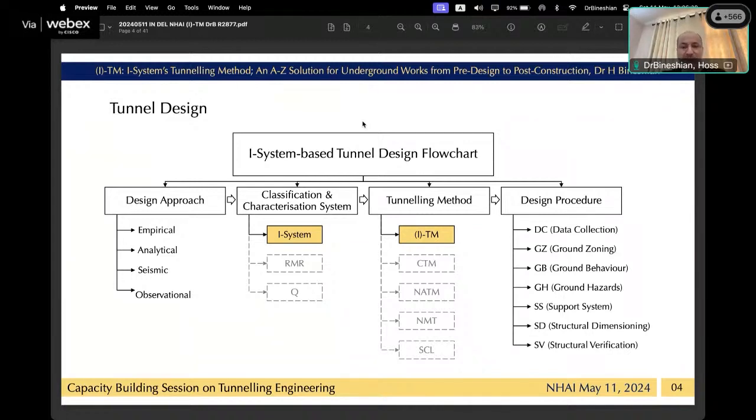The design procedure based on I-System itself includes 7 stages. DC, which is data collection. GZ, which is ground zoning along the alignment. GB is the ground behavior identification. GH is the associated ground hazards to the ground behavior you have already identified. SS is the support system required for that ground behavior and that specific ground zone. SD is the structural dimensioning, meaning dimensioning the required measures for that particular stretch. And SV is the structural verification to prepare the good-for-construction drawings.